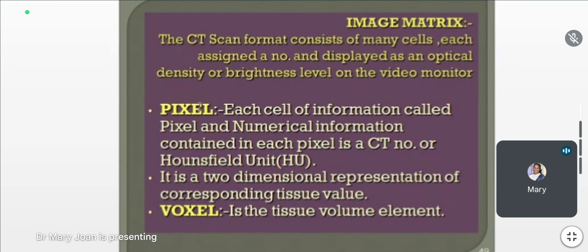In the image matrix, the CT scan format consists of many cells, each assigned a number and displayed as an optical density or brightness level on the video monitor. Each cell of information is called a pixel, and the numerical information contained in each pixel is the CT number or Hounsfield unit. It is a two-dimensional representation of the corresponding tissue value, and the three-dimensional volume element is the voxel.